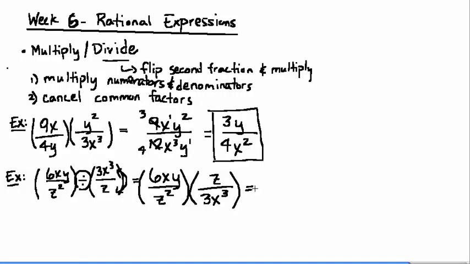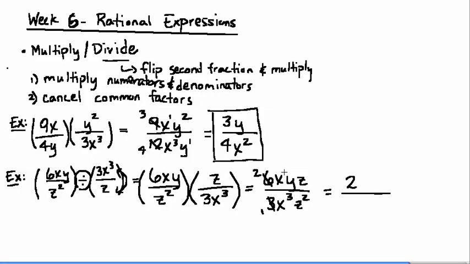So now my step 1 is to multiply numerators and multiply the denominators. So that would give me 6xyz divided by 3x cubed z squared. And now cancel common factors, or we follow division. 6 and 3, the greatest common factor is 3, so 3 divided by 3 is 1. 6 divided by 3 is 2. So I have a 2 in the numerator and I have a 1 in the denominator. It's not necessary to write the 1.